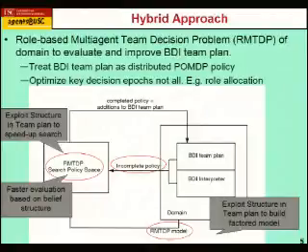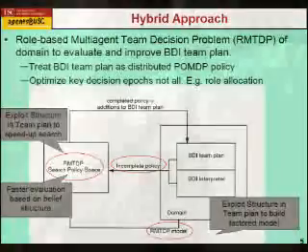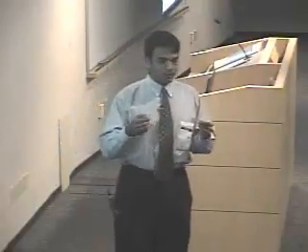So what I'm going to present here is a hybrid approach, a hybrid between a symbolic BDI-based approach and the distributed POMDP approach. In order to do this, I'm going to define a role-based multi-agent decision problem. This is a kind of distributed POMDP. And I'm going to show how we can evaluate and analyze team plans in order to make improvements in them. So the idea is to treat the BDI team plan as a distributed POMDP policy, and then try and optimize key decisions within this BDI team plan, instead of optimizing the decision at every single decision epoch.